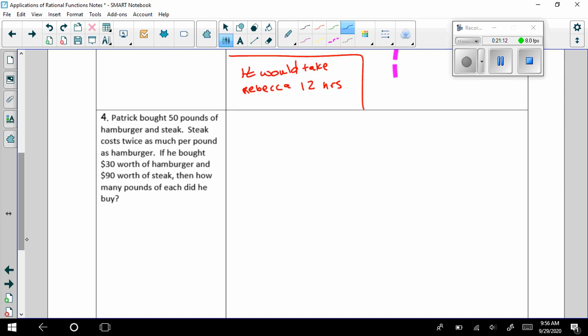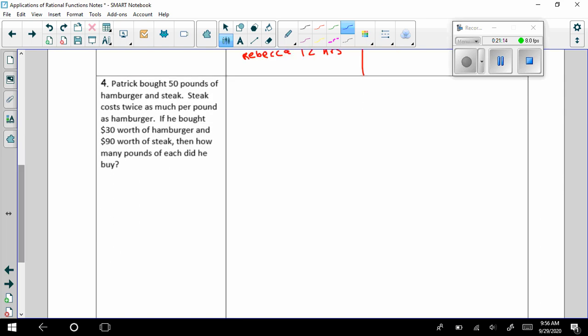All right, last one. Patrick bought 50 pounds of hamburger and steak. Steak costs twice as much per pound as hamburger. If he bought $30 worth of hamburger and $90 worth of steak, then how many pounds of each did he buy? So I'm just going to get this set up real quick for you. Just think about the formula. We have the price times the weight will equal your total cost. So you could also say that your price is equal to the total cost divided by the weight.